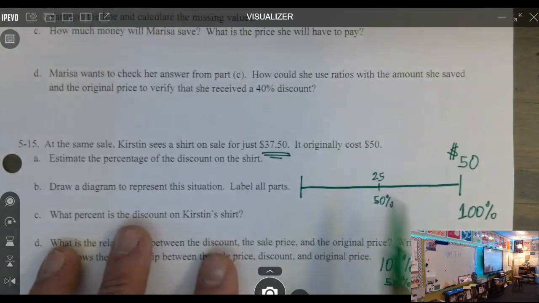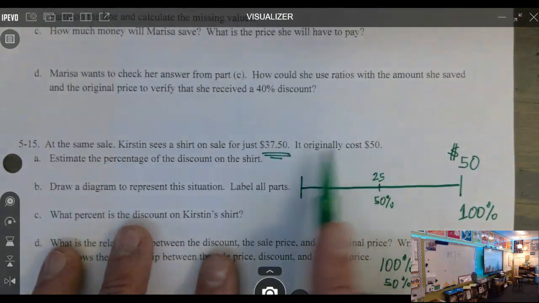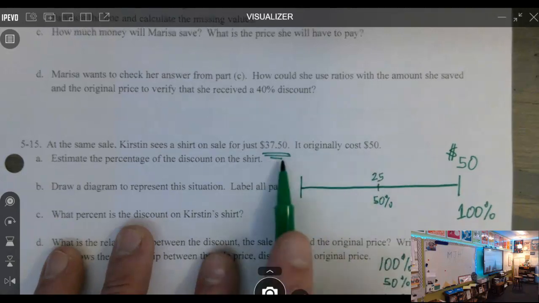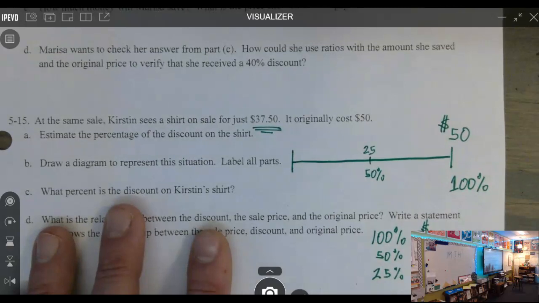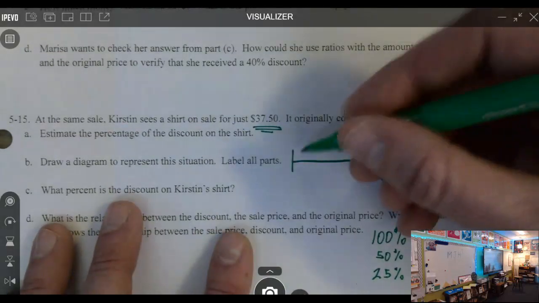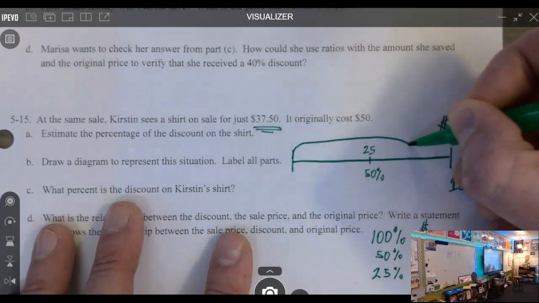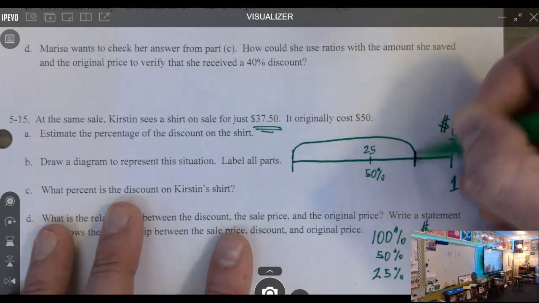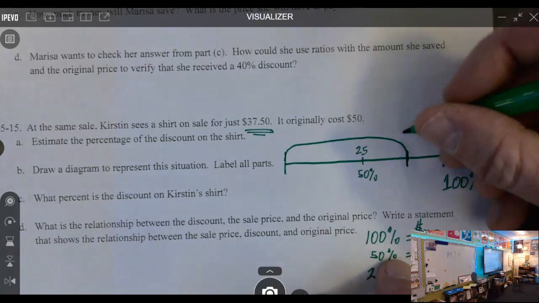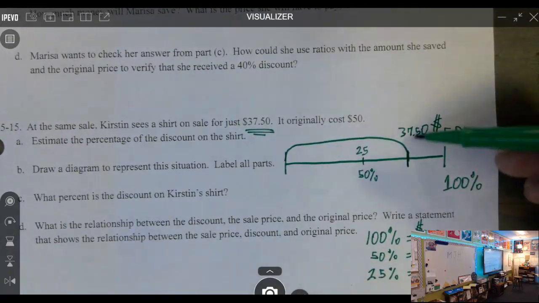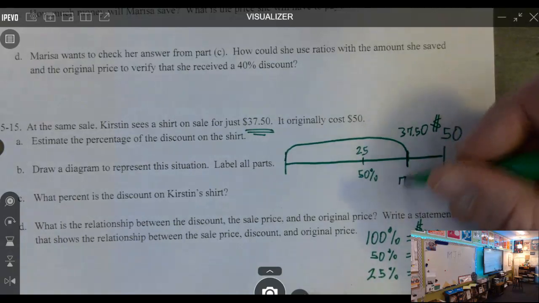But guys, how did the $50 shirt get down to $37.50? It took away $12.50. So Xavier's over here telling us what we have here, if we're going to draw one of those diagrams, is probably 75%, because $37.50. And then that'd be 75%.